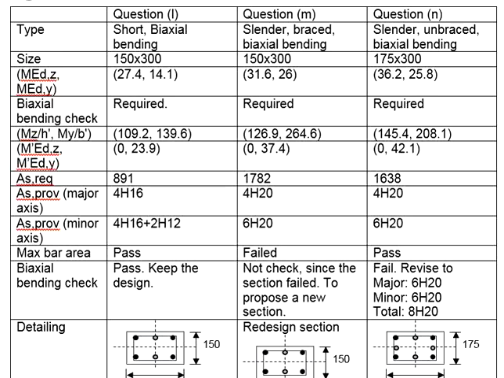Understanding those rules, now you will have no difficulty designing any type of columns: braced, unbraced, short, slender, moment acting in the major axis, moment acting in the minor axis, and also moment acting in both axes. You should be able to deal with that.